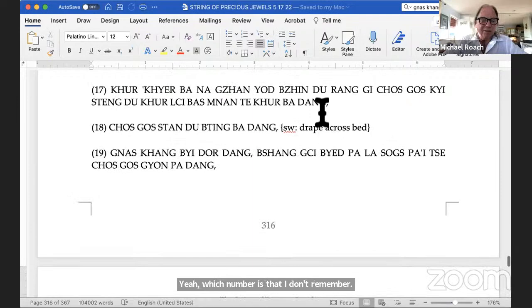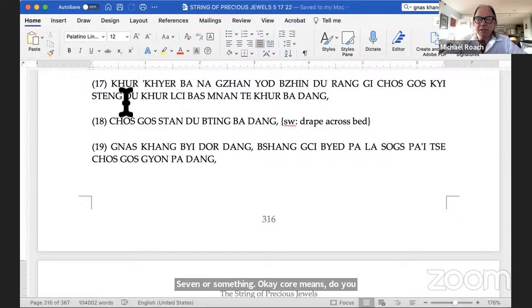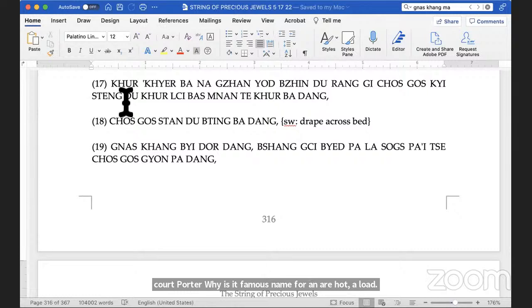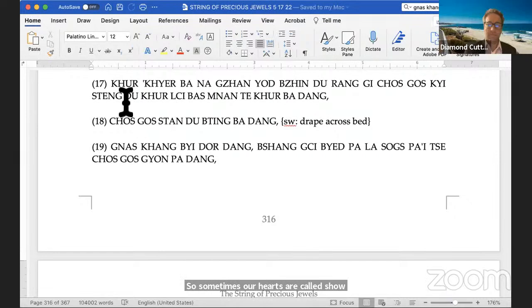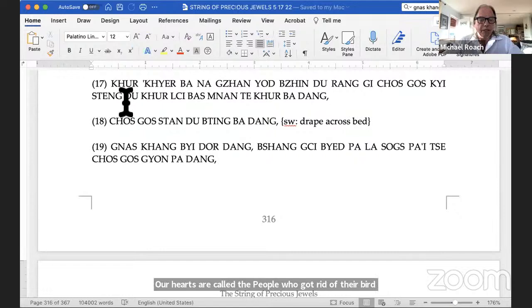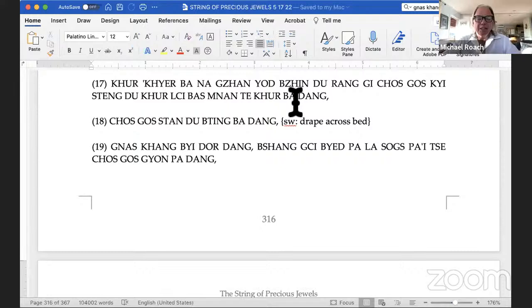Okay. Kur means, do you guys know? Kur Porwa is a famous name for an arhat. A load? Yeah, a heavy load. So sometimes arhats are called the people who got rid of their burden or their load, heavy load. So kur kyewa means when you are carrying a heavy load, if there's somebody else there, and the word shin here is a tense. Progressive presence, yeah. In the presence of somebody else, meaning there is another person with you. Literally, it means there is being another person with you, okay?